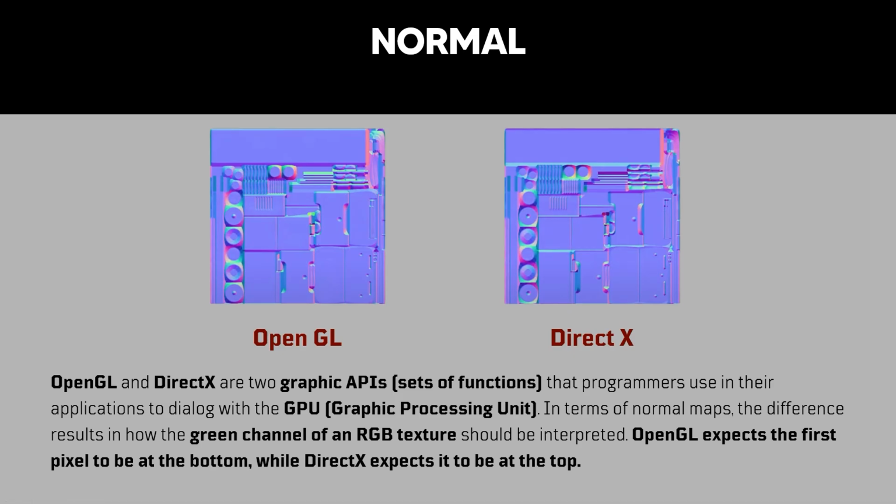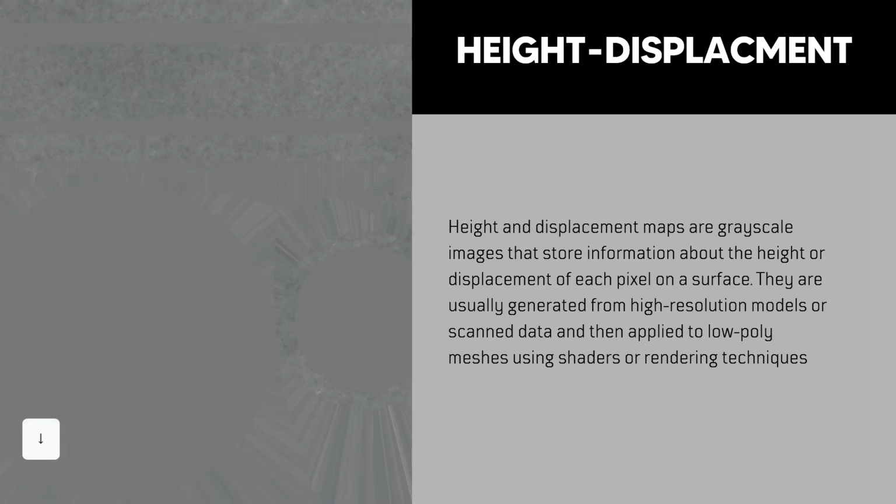After the normal maps, it's time to know about displacement or height map. Height and displacement maps are grayscale images that store information about the height or displacement of each pixel on a surface. They are usually generated from high resolution models or scanned data and then applied to low poly images using shaders or rendering techniques. Very well.